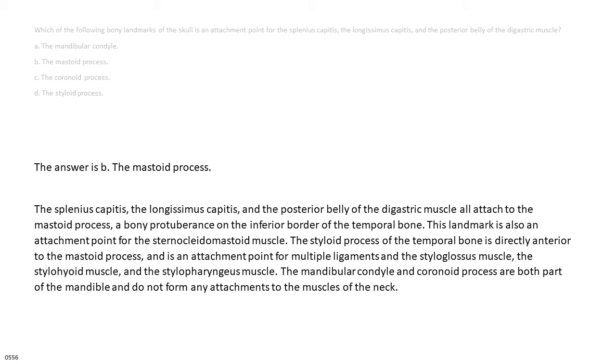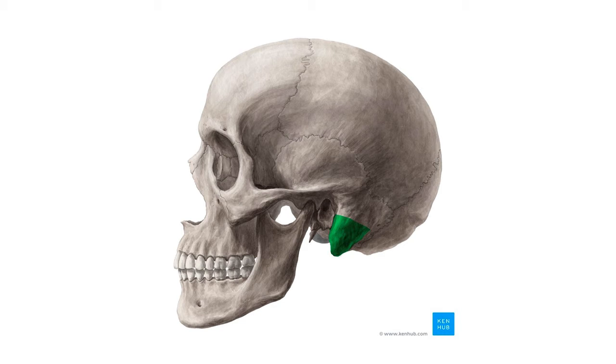The styloid process of the temporal bone is directly anterior to the mastoid process, and is an attachment point for multiple ligaments and the styloglossus muscle, the stylohyoid muscle, and the stylopharyngeus muscle. The mandibular condyle and coronoid process are both part of the mandible and do not form any attachments to the muscles of the neck.